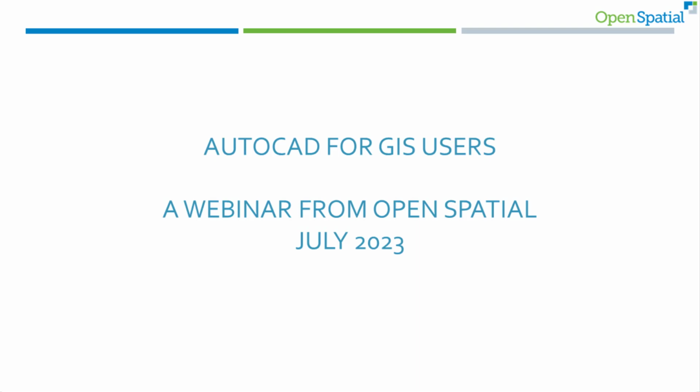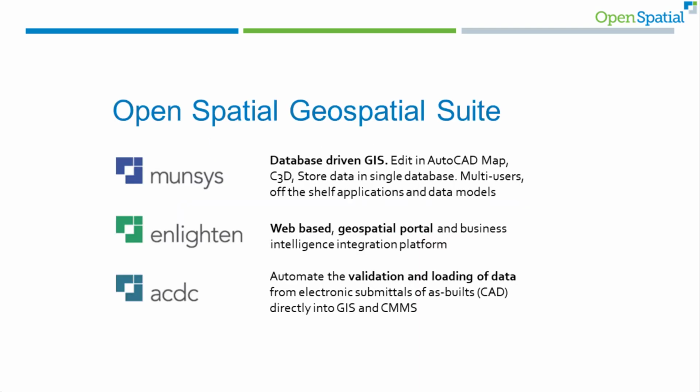Thank you, Johan. My name is Colin Hobson, CEO of OpenSpatial. I'm based in California, and as a company, OpenSpatial has offices in Australia, North America, and South Africa. Let's look at our products, just to give you a very quick overview before we dive right into the CAD for GIS. We have three main products: Muncis, and I'll go into each one of these, Enlighten and ACDC. So database-driven GIS, web-based geospatial portal, and validation and loading of CAD data to GIS.